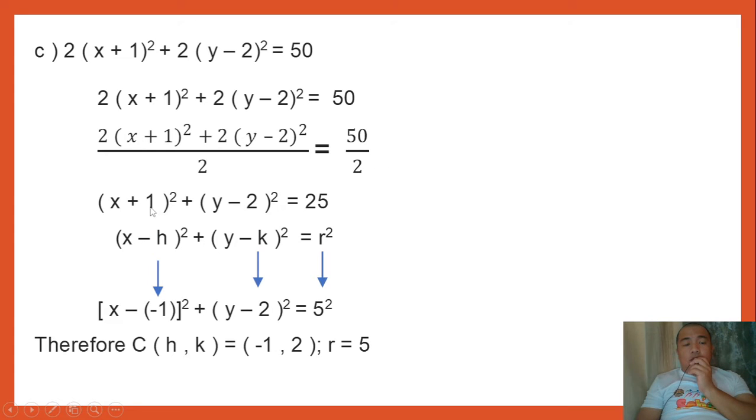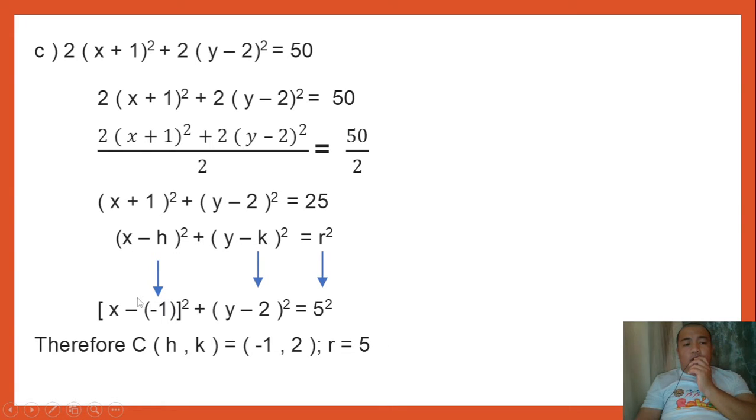Yan. So it becomes x plus 1 quantity squared plus y minus 2 quantity squared equals 50 divided by 2 is 25. So naka-standard form na siya. You can now determine the value of h and k. H is negative 1, k is 2. So therefore, the center is at negative 1, 2, while the radius is the square root of 25, which is 5.